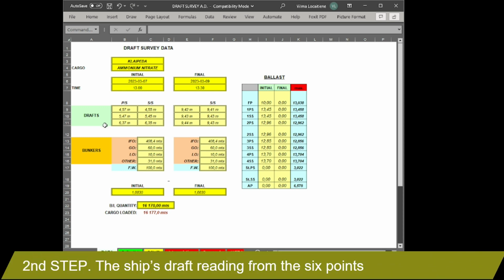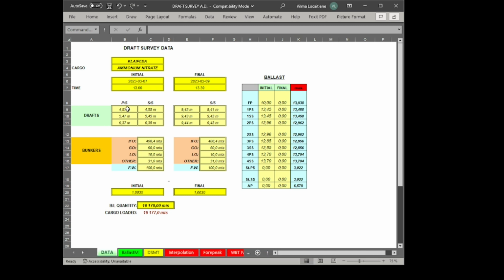It is necessary to take 6 draft readings: forward draft from port and starboard side, the draft in the middle from port and starboard side, and the aft draft from port and starboard sides.